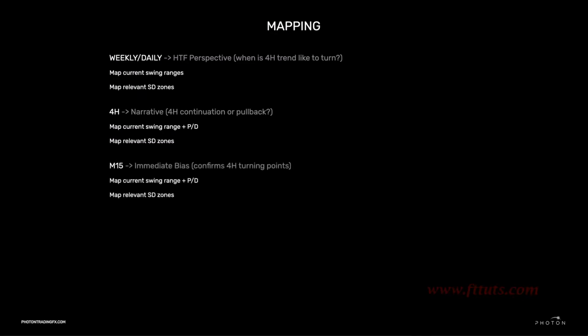Then we can drop down to the M15, which is our medium time frame. This gives us our immediate bias for the trading day or for that session. And we use this to confirm the 4-hour turning points as well. So confirming if the 4-hour is about to start a pullback, or whether a higher low in a bullish trend or a lower high in a bearish trend may be forming and the next 4-hour continuation run is about to start. We do this by following the exact same process of mapping out the current M15 swing range, the high and the low, and then using that to draw the premium and discount of that range, as well as any relevant supply and demand zones.